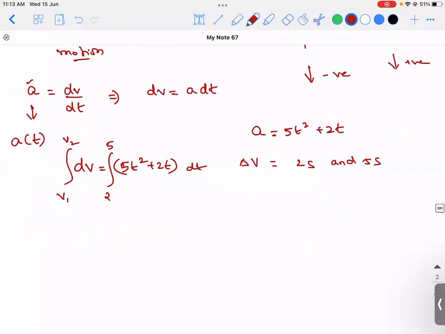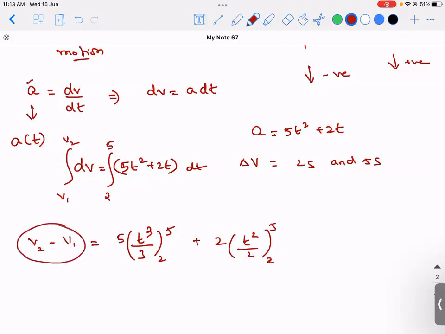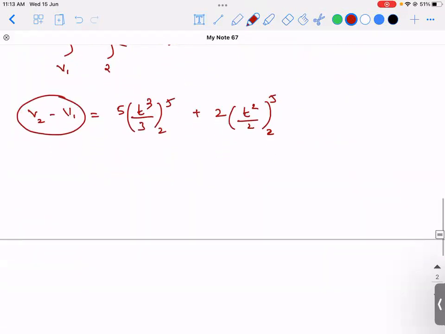So integral of dv is v. So v2 minus v1 will be equal to 5 into t cube by 3 between 2 to 5 plus 2 into t square by 2 between 2 to 5. You know how to solve it. Okay. So that will give you the difference in the velocity between this time interval. Okay. So when you talk about a non-uniformly accelerated motion, use calculus. That is what I'm trying to say. So this is for variable acceleration. So when I talk about variable acceleration, you will leave it as it is.